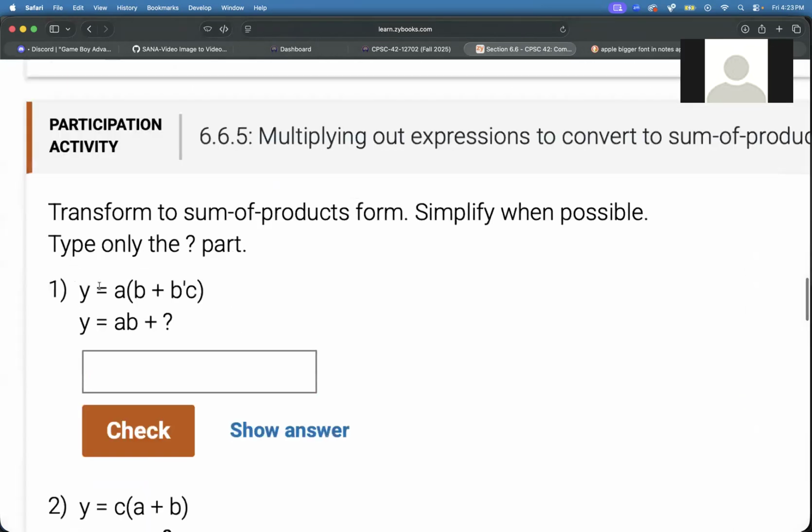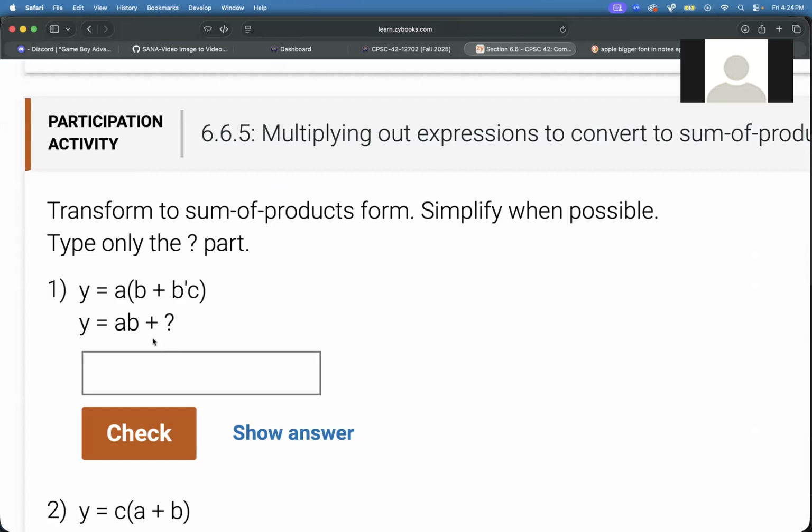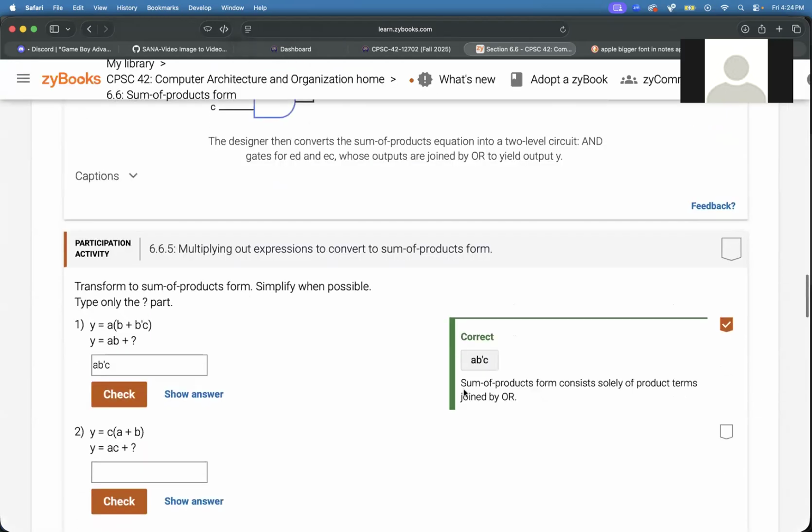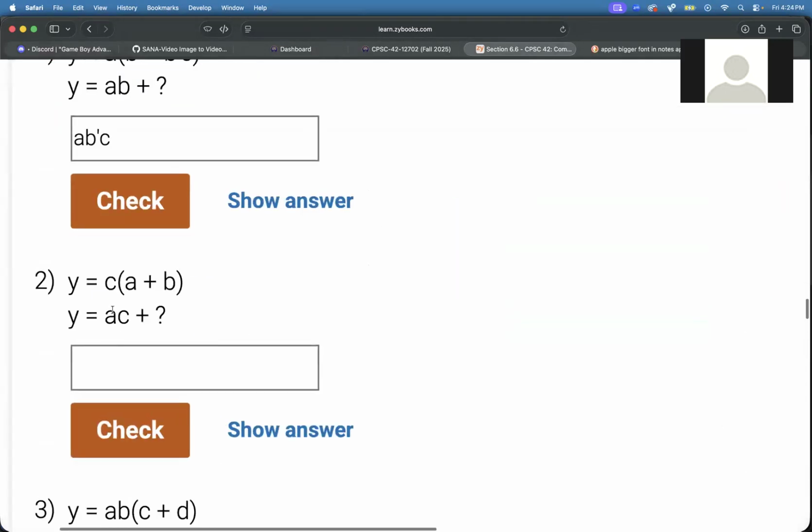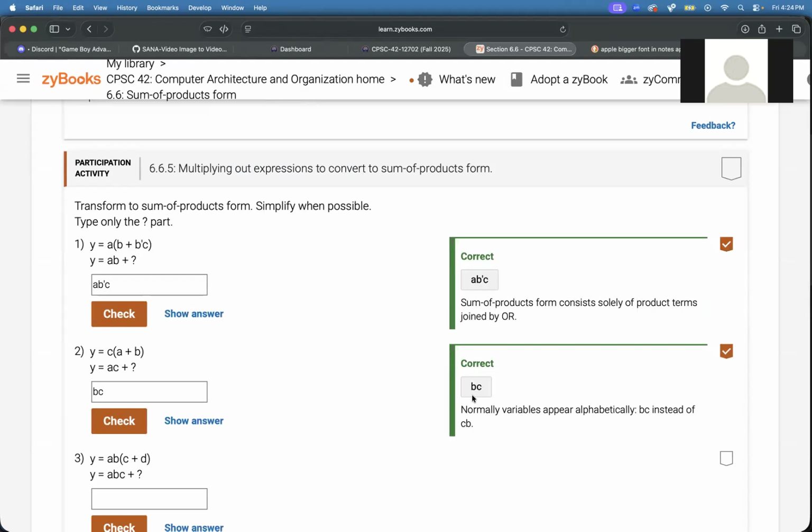All right. So these are like the basic Boolean algebra rules, right? So if you were to multiply this out and simplify, A times B is AB, and then A times B not C. So I guess the plus question mark would be A, the apostrophe C, right? So they're just seeing if we can do the distributive law. So CA is AC, and then C times B is CB, or I think probably BC is what they want. They might want it in alphabetical order. They sometimes do.